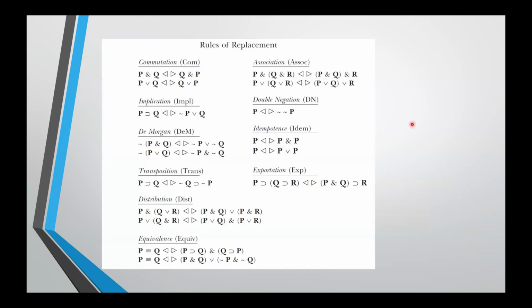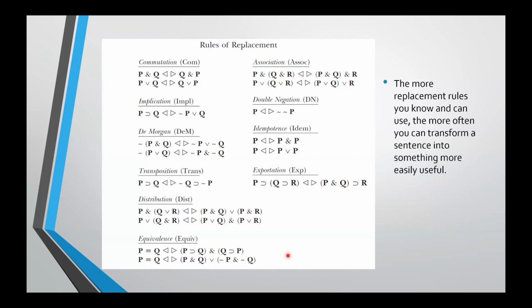So these are the rules of replacement. This is the full list of them. There's kind of a lot, but the thing is that the more of them that you know and that you can use, the more often you can take a sentence and transform it into something that you can use more easily in a derivation.